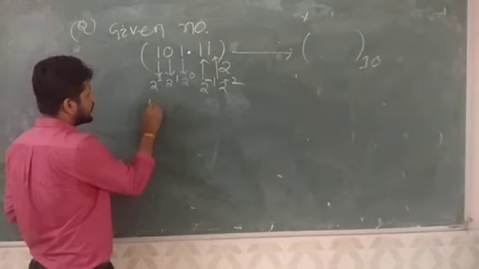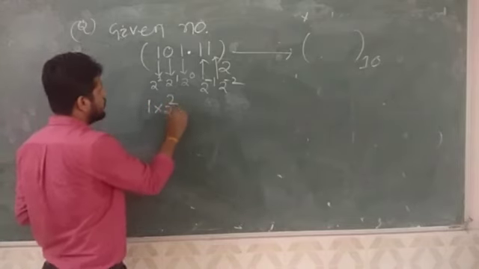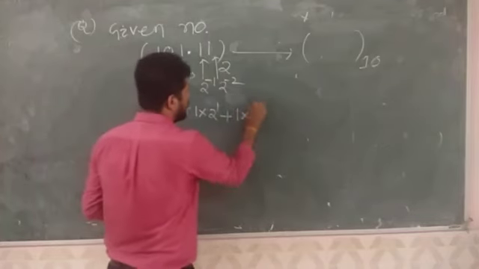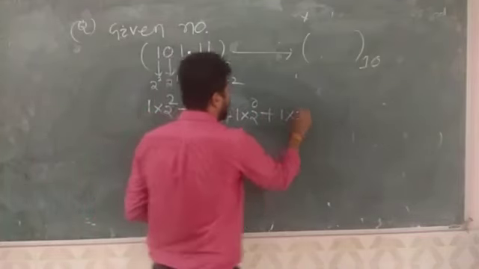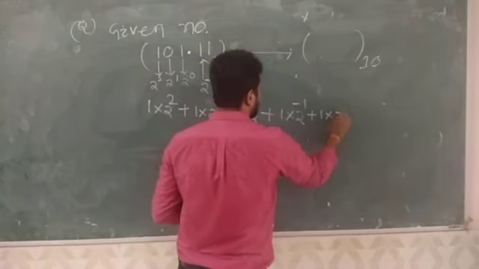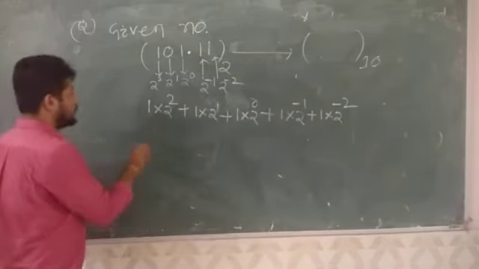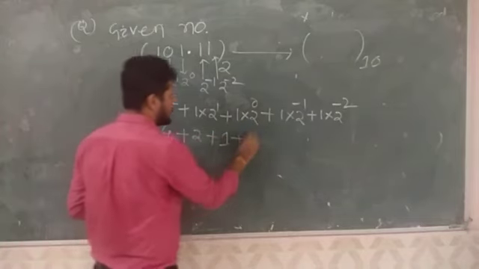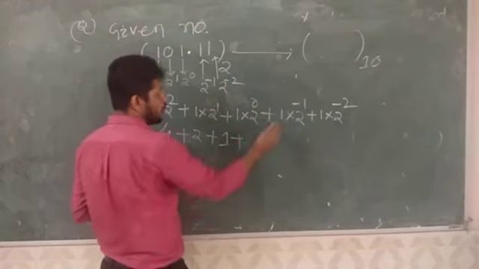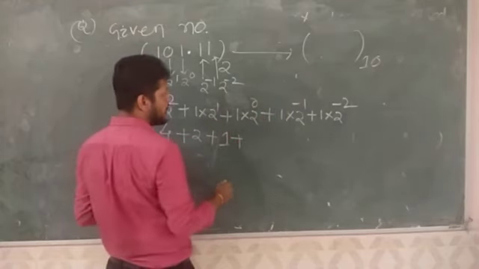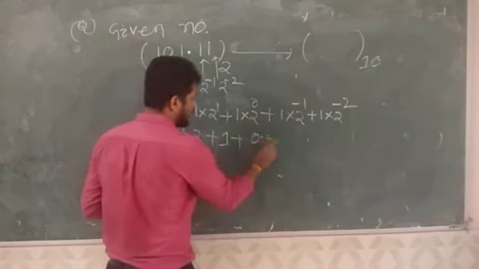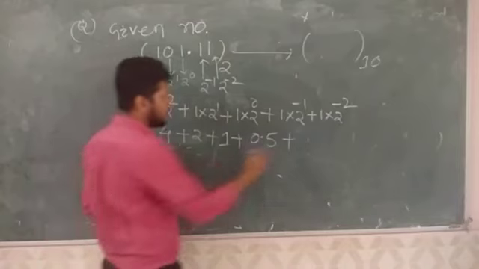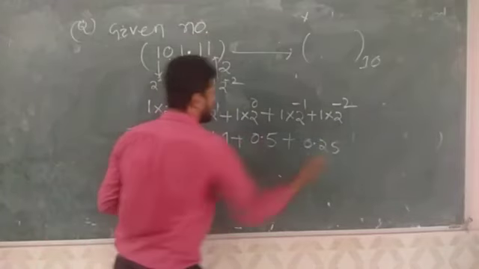So how to write? Just 1 into 2 square plus 1 into 2 to the power 1 plus 1 into 2 to the power 0 plus 1 into 2 to the power minus 1 plus 1 into 2 to the power minus 2. So 4 plus 2 plus 1 plus 2 to the power minus 1 into 1. 2 to the power minus 1 means 1 by 2, so 1 by 2 means 0.5. This is 0.5 plus 2 to the power minus 2. 2 to the power minus 2 means 1 by 4, and 1 by 4 you can convert into 0.25.